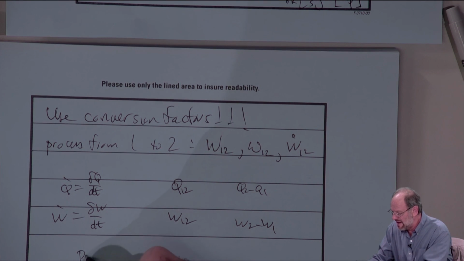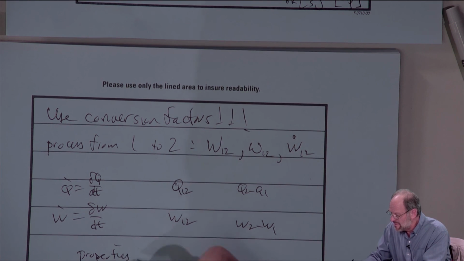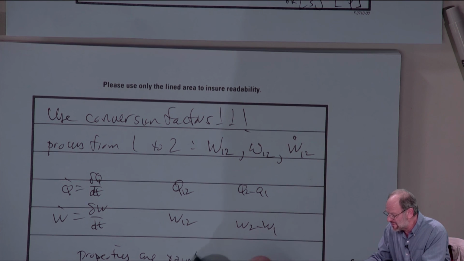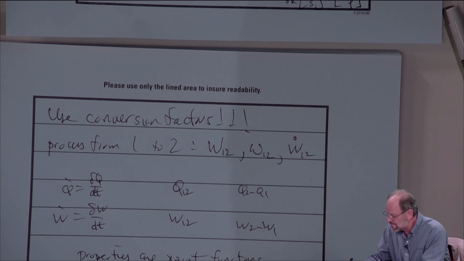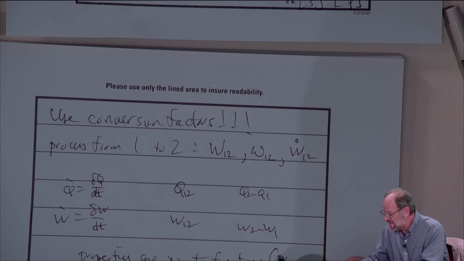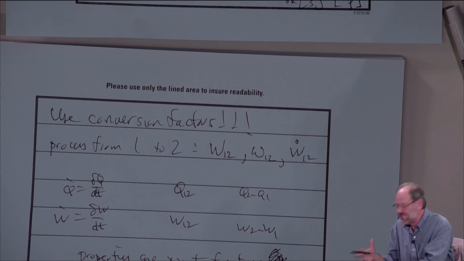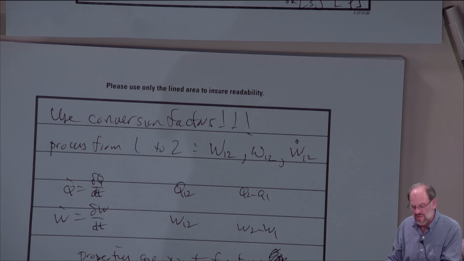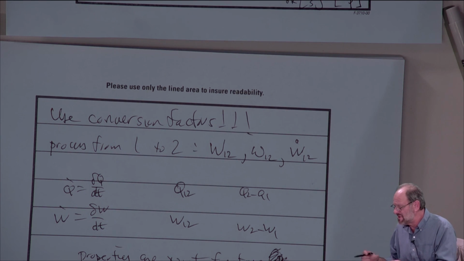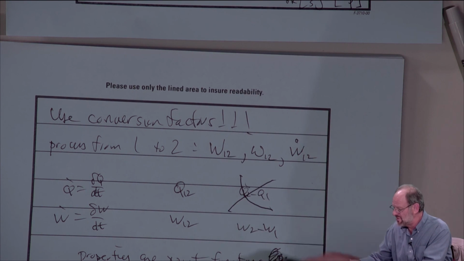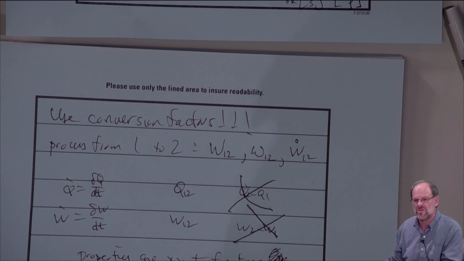Heat transfer and work are considered path functions. If you have a point function, then it's differentiable, and I can use just d's for the differential. Q and W are path functions. They depend upon the path. So, you know, the point is you can't use Q12. You can't use W12. There's no such thing.